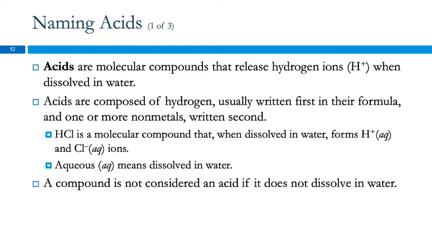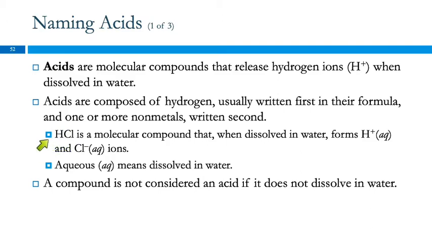Okay, so acids. Acids are also molecular compounds. There are several different definitions of acid, but one is that an acid is a molecular compound that releases hydrogen ions when dissolved in water. So acids are composed of hydrogen and then 1 or more nonmetals. So the hydrogen is usually written first in their formula, and in Chem 1A it's always written first in their formula. So we see a formula like HCl.